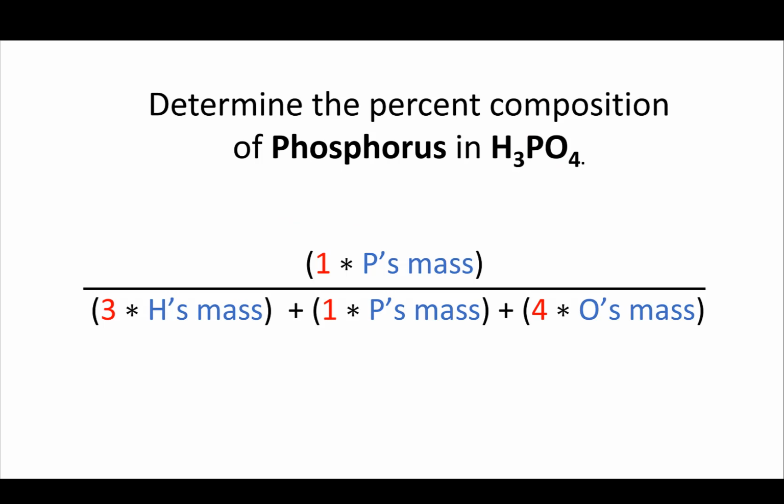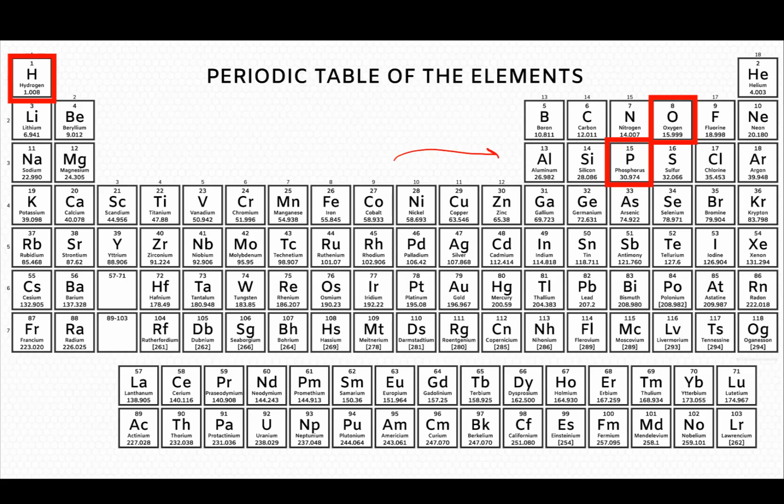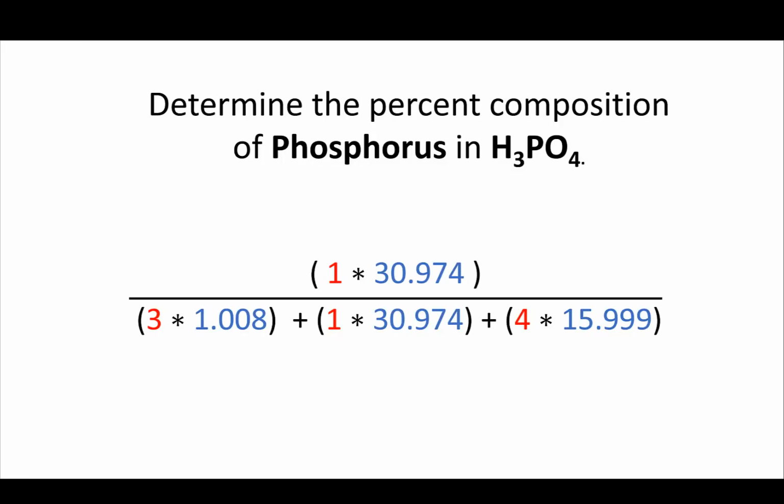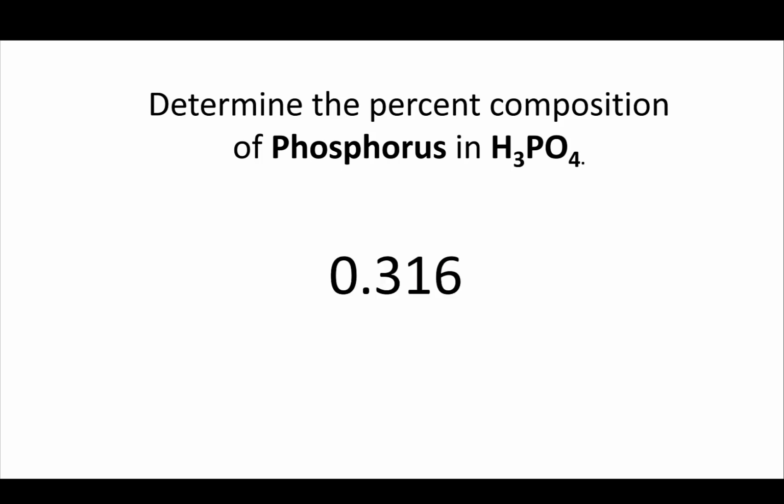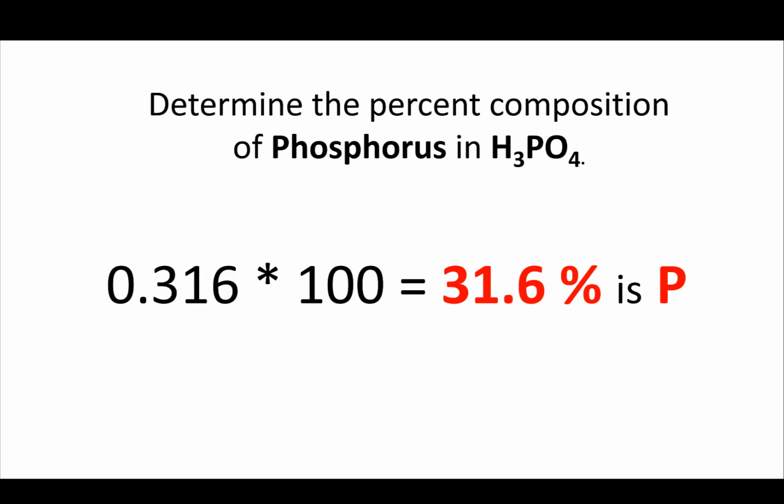So we have to look up phosphorus, hydrogen, and oxygen's mass. Phosphorus is about 31. Oxygen is about 16. Hydrogen is about 1. So we plug those numbers in. We just put this into a calculator. Even though it looks big, we don't have to worry about it. And we get 0.316. Now this is almost the answer, but we want a percent composition. This right here is a ratio. So we need to multiply it by 100 to make it a percent. And that ends up being 31.6% of this chemical is made of phosphorus.